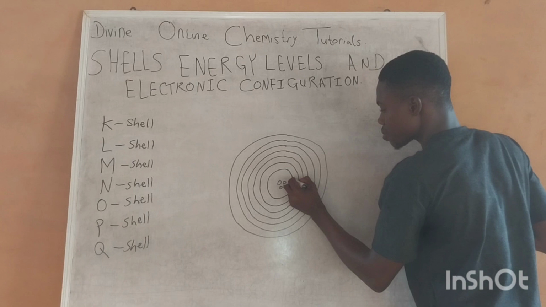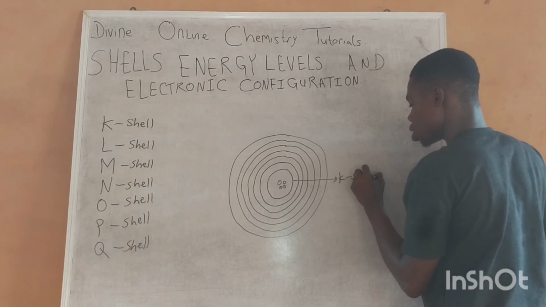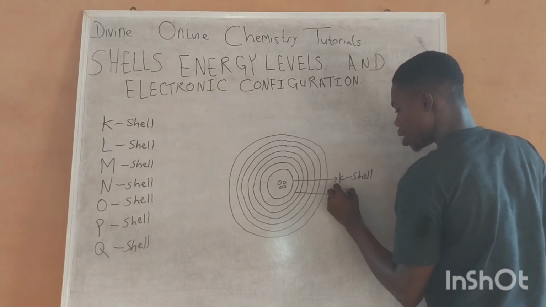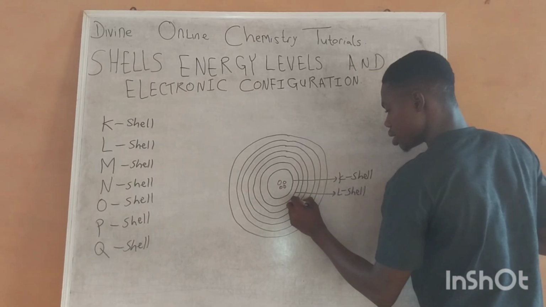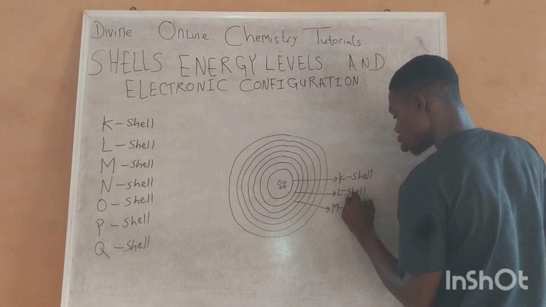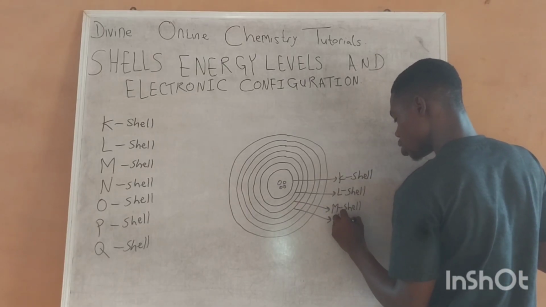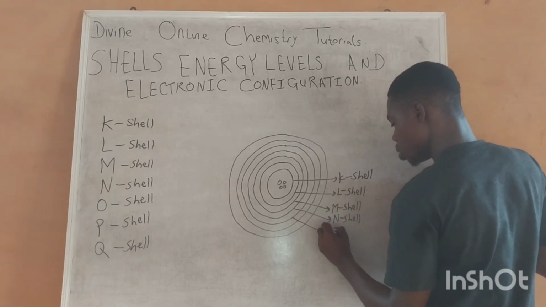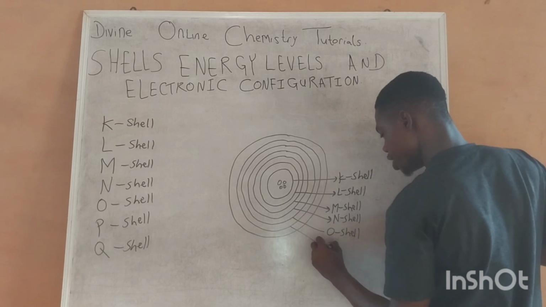So the first shell here is the K shell. The next one, the L shell. The M shell. The N shell. The O shell. The P shell.